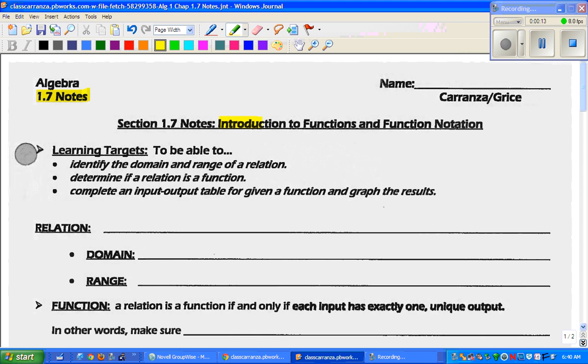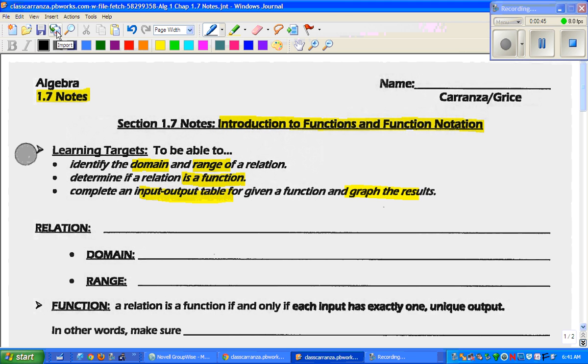Today we are going to be going over section 1.7 in our notes. We will be introducing functions and function notation. So hopefully after today you will be able to identify what the domain and range are of a relation, determine if a relation is a function, and complete an input-output table for a given function and graph the results. Before we get started, let's start writing down some definitions so we know what we're talking about.